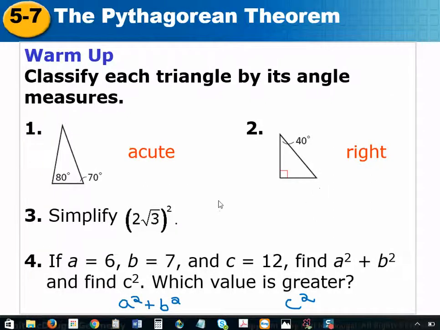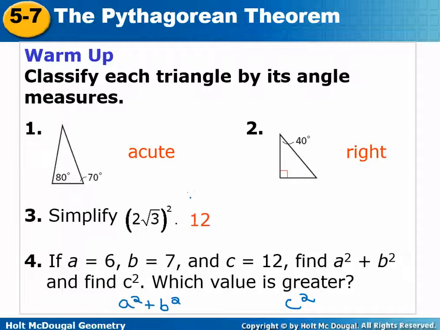Now in number 3, we're going to take 2 times the square root of 3 times 2 times the square root of 3. You put the whole number parts together in the front, and you would get 4. And then you take the square root of 3 times the square root of 3, which is the same as 3. And 4 times 3 is 12. So the square root of 3 times the square root of 3 is 3, or the square root of 9, which is 3.